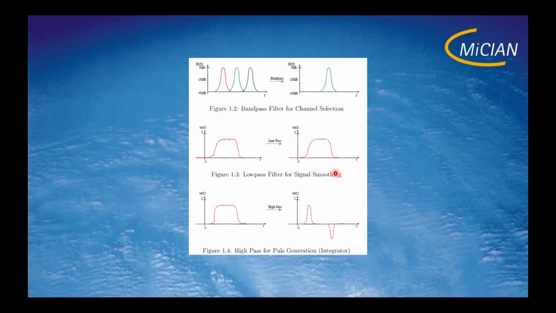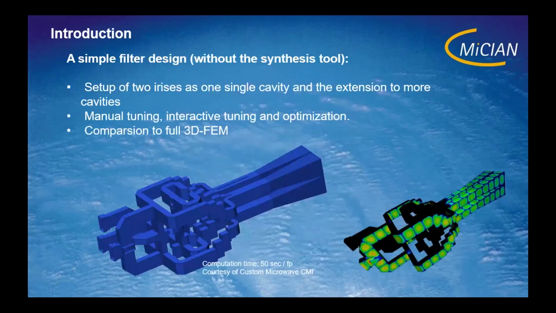And the second one, for smoothing the signal, you are using a low pass filter. When you use a low pass filter in your system, you can smooth your signal, avoiding noise and so on. And then you are using a high pass filter when you want to use the system for pulse generation or as an integrator and so on.